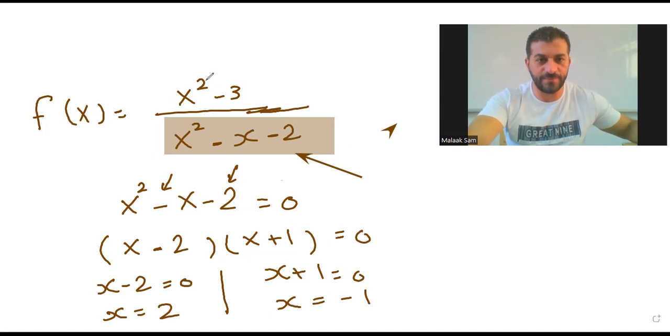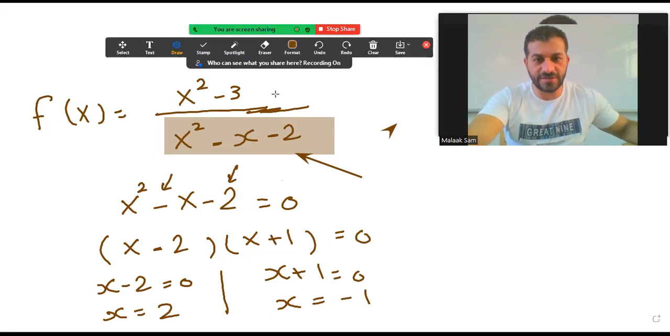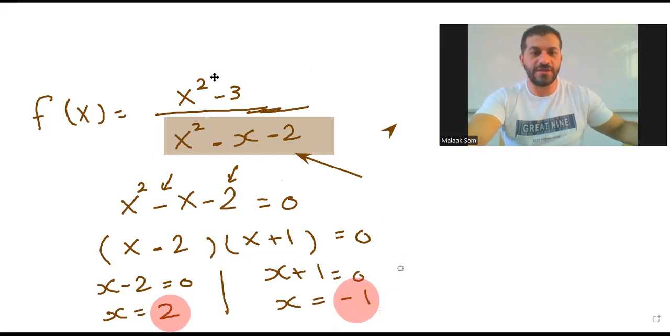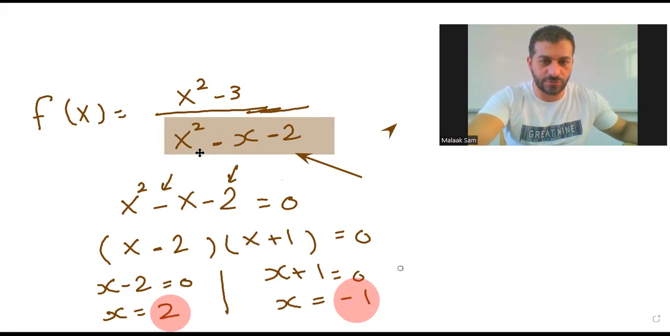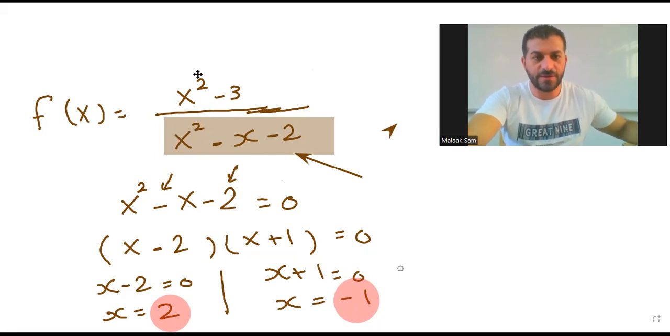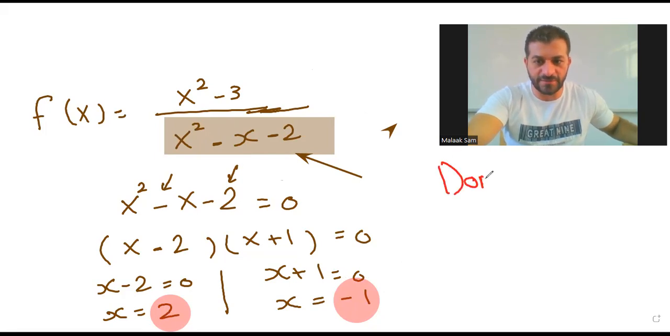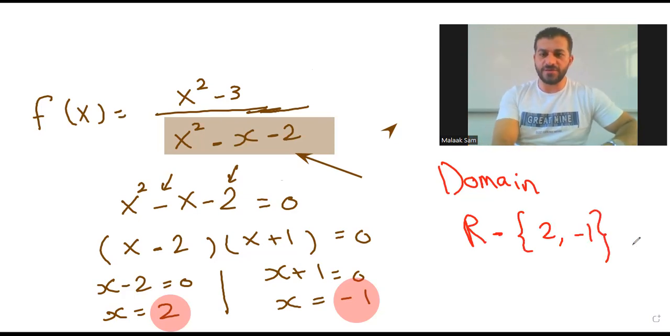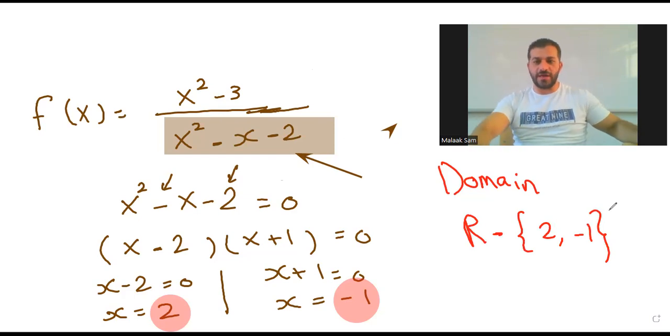We couldn't find the value of 2, and we couldn't find the value of -1, because 2 makes the denominator equal to 0, and -1 makes the denominator 0 when we put x equals -1. So in this case, we will write the domain as all real numbers except 2 and -1.